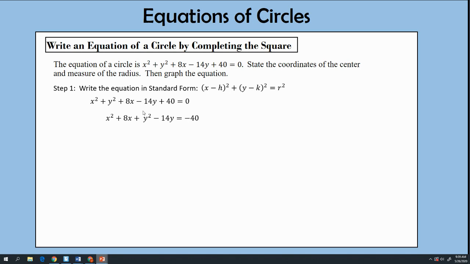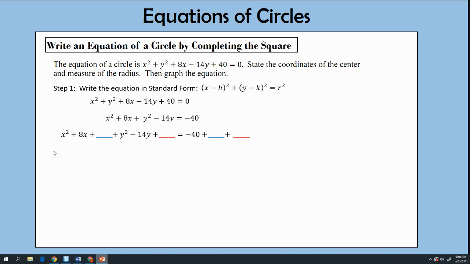Okay, now comes the unique part here. What we need to do is create an x-based trinomial and a y-based trinomial that are perfect squares. Okay, and then whatever number I have to add to this side to make this a perfect square trinomial, I have to add the same number to the right. Whatever you add to the left, you got to add to the right. And then whatever number it takes to complete this square, I got to add to both sides as well.